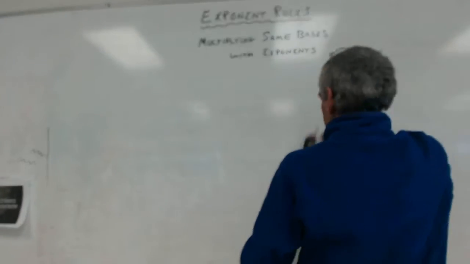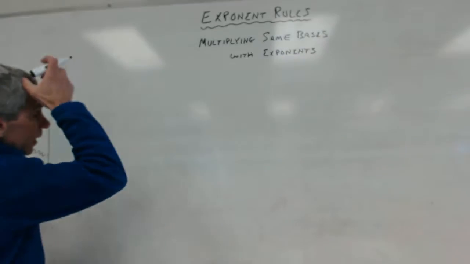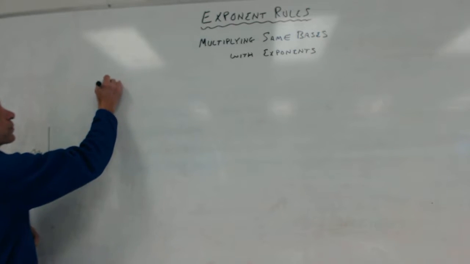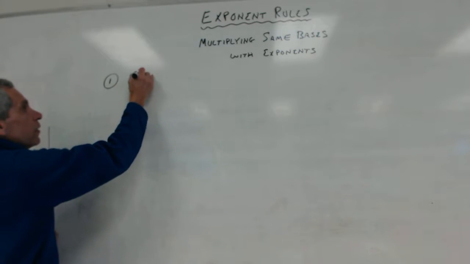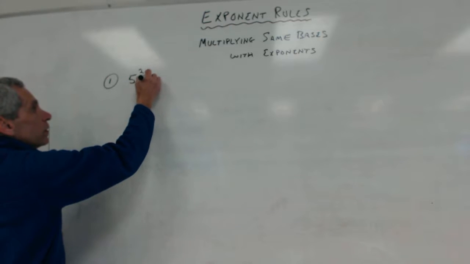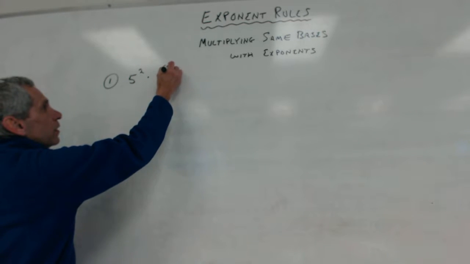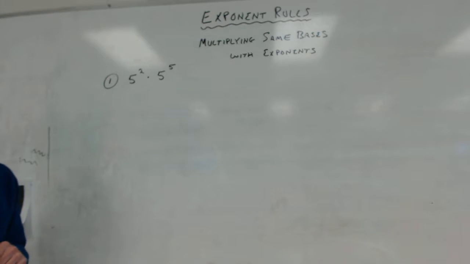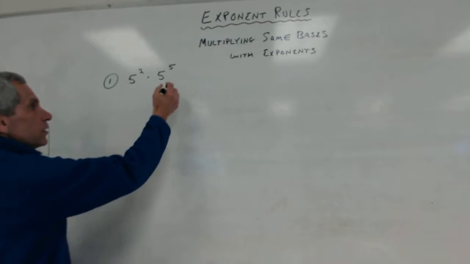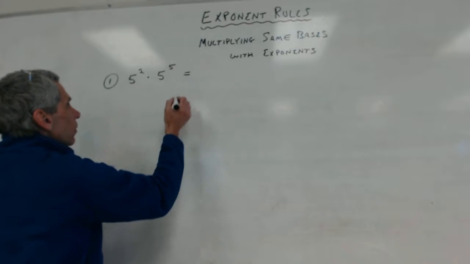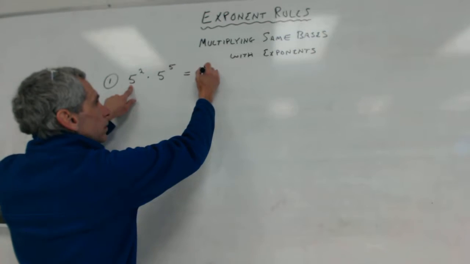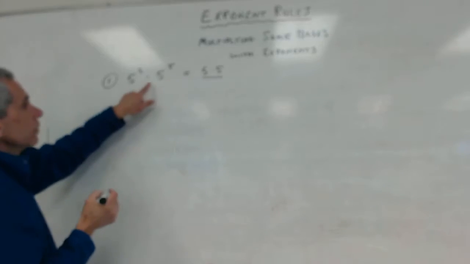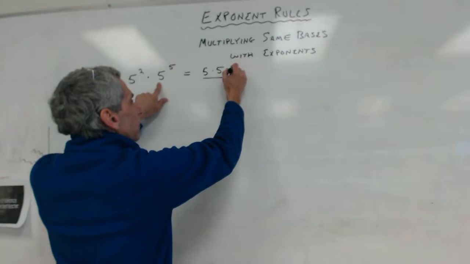Now, let's actually do stuff. Let's say we're actually multiplying same bases. So here's our first one: 5 squared times 5 to the 5th. Let's just do it the long way first. What is 5 squared? 5 times 5, 25. All right, that's the first one. The second one is 5 to the 5th. What would I do there?